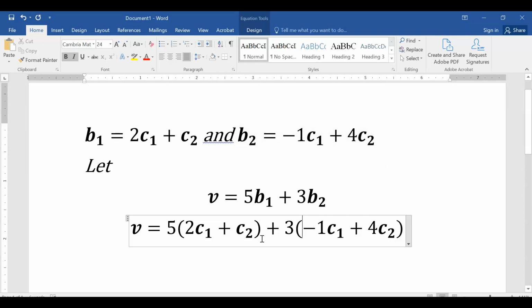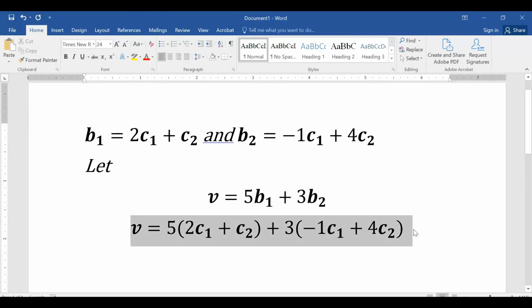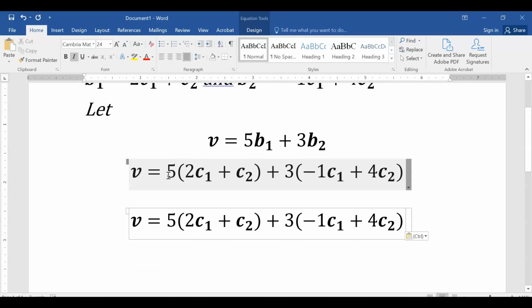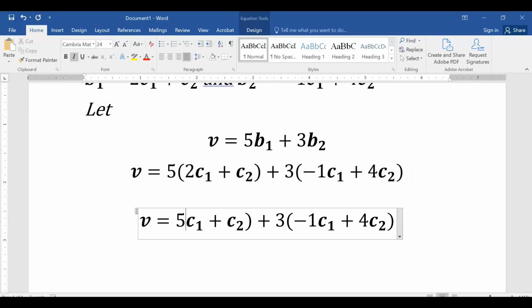There we go. And then all we're going to have to do is distribute, combine like terms, and we'll have what we want. So let's do that real quick. I'm not going to belabor the point. So 5 times 2 is 10C1, minus 3 times C1 gives me a 7C1.